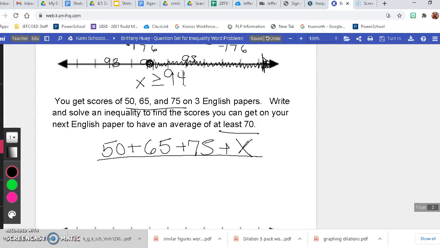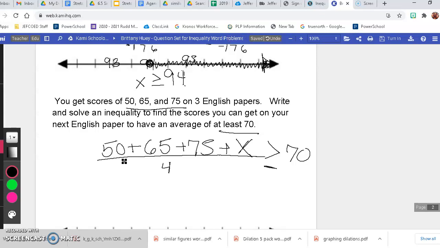Now notice, if we're going to find an average, you add everything up and divide by how many data points we have. We have 1, 2, 3, 4 data points, so we're going to divide by 4. Now notice this score can be greater than or equal to 70 in order for us to still have 70 in the class.